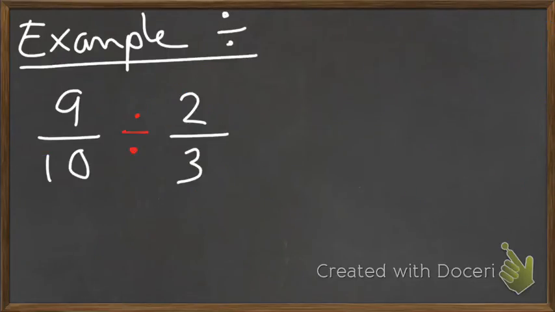So let's do an example. We have 9/10 and we have 2/3. Well, we're dividing here, right? This division sign means find reciprocal. I think I'm spelling that wrong. Might be an A. Reciprocal. Either way. Reciprocal. Now how do we do that? We take this second term.